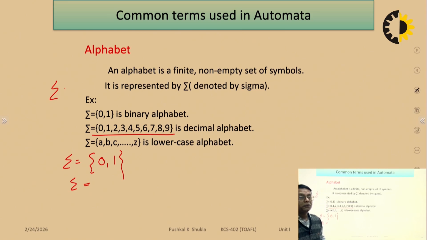And sigma equals {a, b, c, up to z}. This is known as the lowercase alphabet. Next, for example, sigma equals {capital A, capital B, capital C, up to capital Z}. This is the uppercase alphabet, and so on. So this is what an alphabet is: a finite, non-empty set of symbols.